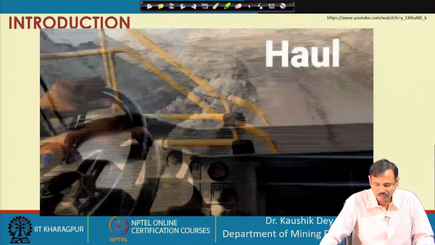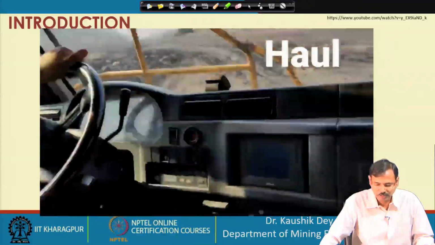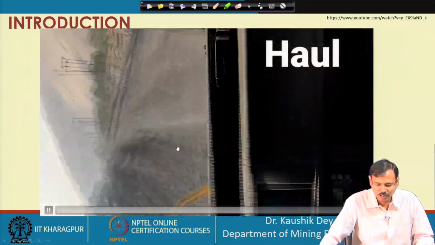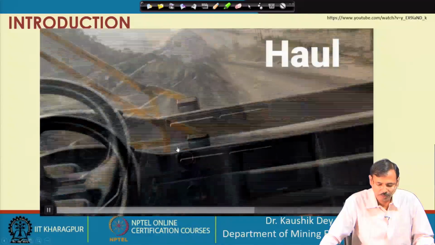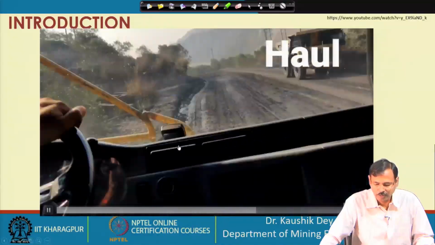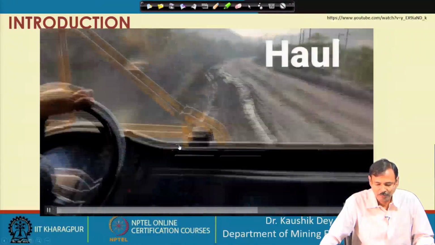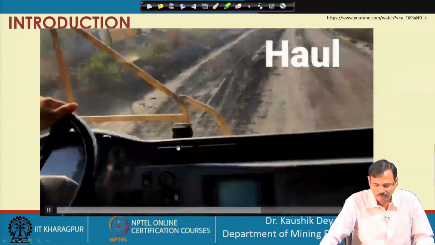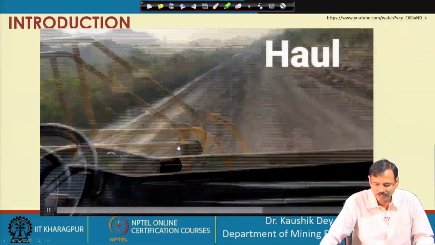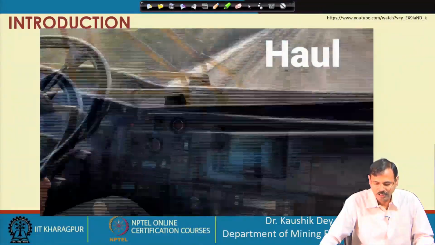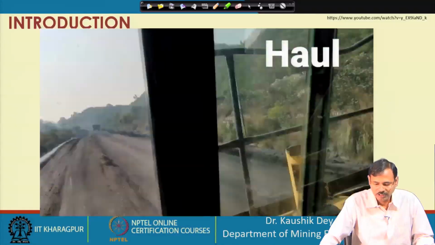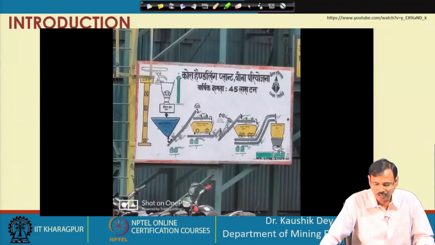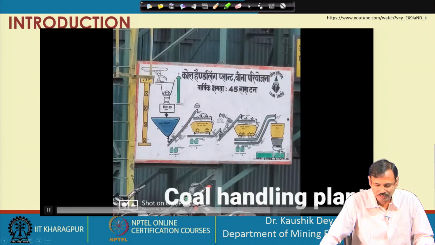And this is the dumper, which is taking that loaded material and going to the dumping station. If it is overburden, then it is dumped to the overburden dump or the backfill dump, and if it is coal or mineral, then it is dumped either in the crusher plant or in the stockyard. So, basically the material is sent to the particular destination, and this is the coal handling plant.